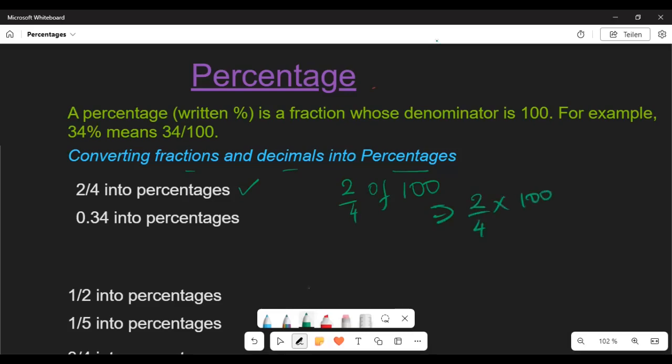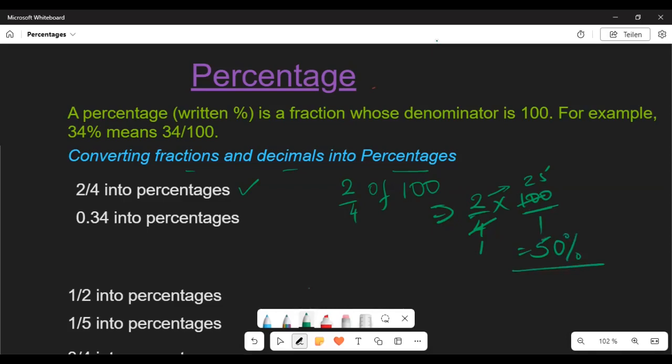If you're still a beginner, just to have a good view, you can put 100 as 100 over 1. You realize that 100 can be easily divided by 4. So 4 goes into 4 once, and 4 goes into 100 twenty-five times. Then you multiply the numerators, 2 multiplied by 25, which gives you 50. So that is going to be our 50%, which means 2 out of 4 of 100 gives you 50%.